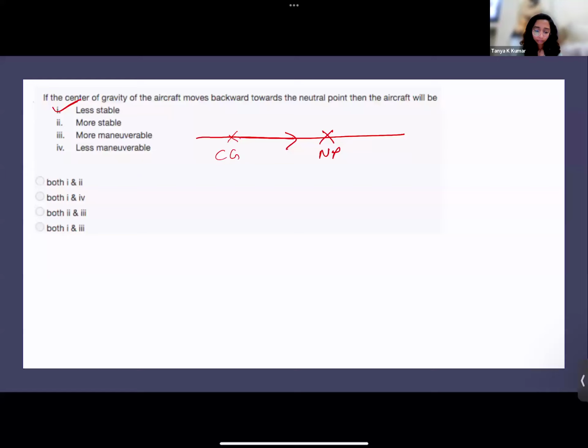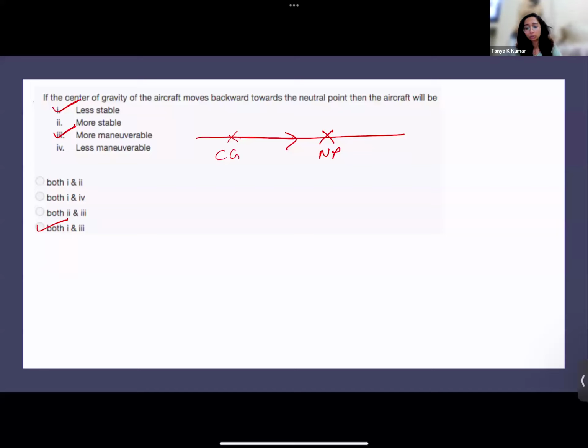Any other option? Because your options are pairs, right? So anything else? Are the others following? Please stop me at any point if you have any query. 1 and 3. Yes. So Shreya is right. So it's 1 and 3. That is the right answer.